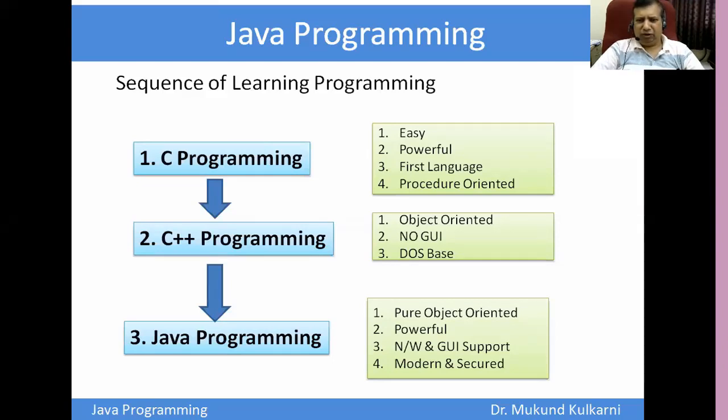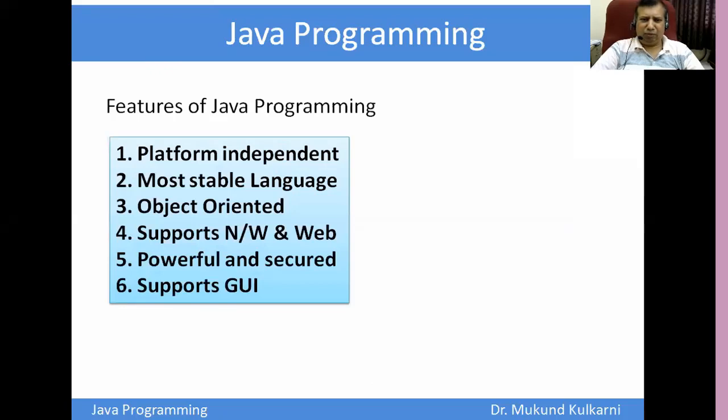So let us see the basic features of Java programming. What are the basic features? The first and most important feature of Java programming is that it is platform independent. It works on all platforms, and it is available free of cost. It is the most stable programming language. It is a pure object-oriented programming language. It gives strong support for networking. It also supports web programming.